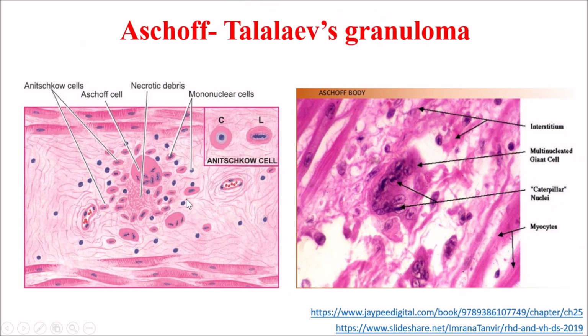Here you see a very clear illustration of the Aschoff cells. Here, under the high power, we see the caterpillar nuclei of the Aschoff cells. Here is also visible the multinucleated accumulation of the Aschoff cells, the large cells. So these granulomas are called the Aschoff-Talalaev granulomas, or in some literature you will find the Aschoff bodies.